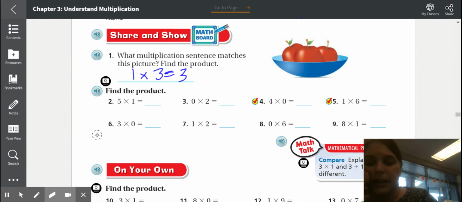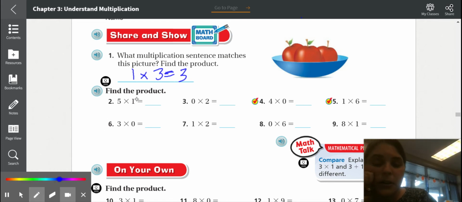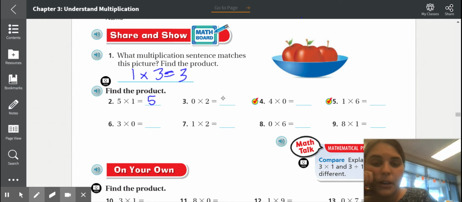Find the product. 5 times 1 equals 5. 0 times 2 equals 0. 4 times 0 equals 0. 1 times 6 equals 6. 3 times 0 equals 0. 1 times 2 equals 2. 0 times 6 equals 0. 8 times 1 equals 8.